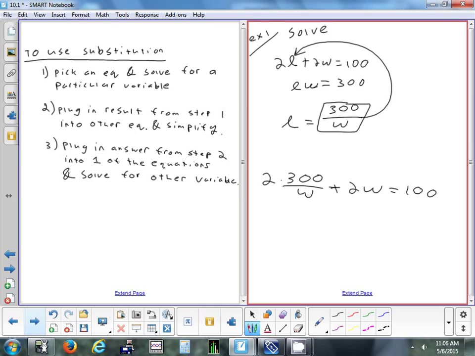Okay, next step, multiply 2 times 300. Don't multiply 2 times W. If you want to think of the denominator, it's a 1. So it's 600 over W.